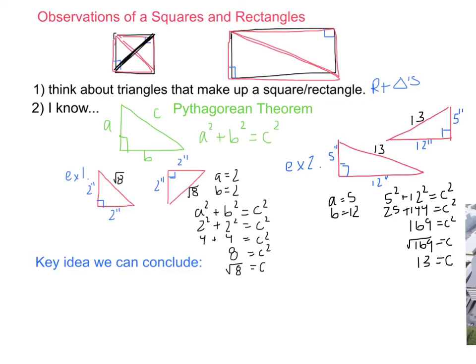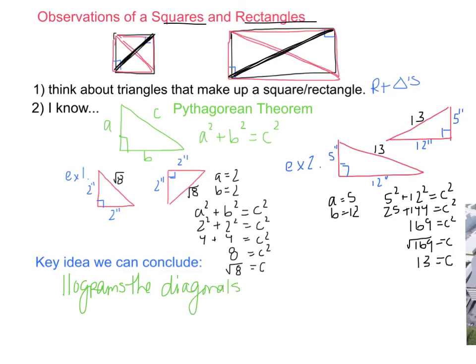So again, what am I noticing? The diagonal, if it's cut this way, would be 13, and the diagonal, if it was cut this way, would also be 13. What is the key idea? What do we know about squares and rectangles? Here's what we wrote in our last slide. We wrote in green that in parallelograms, the diagonals bisect each other.